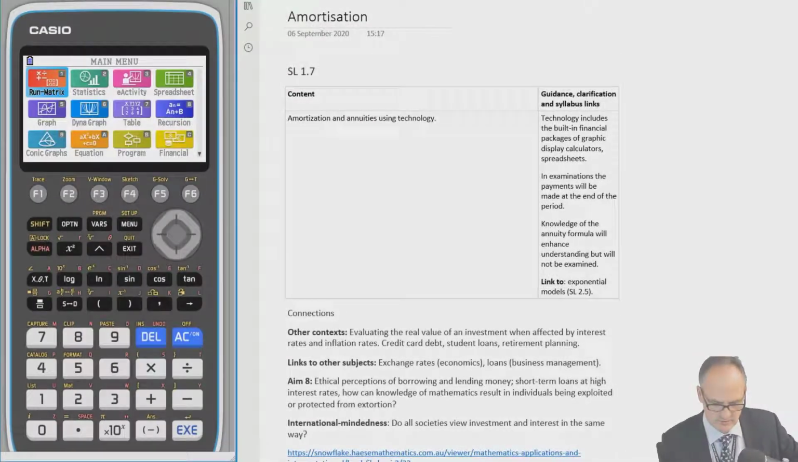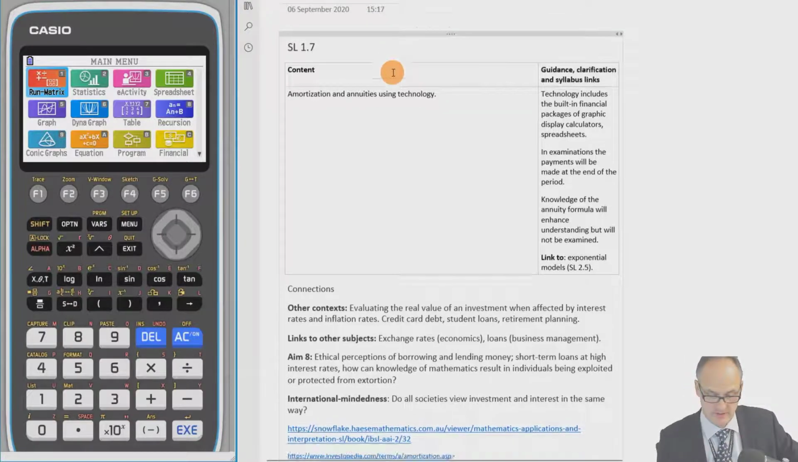Right, today we're going to look at the topic of amortization on this syllabus, and we're going to primarily be doing this using our calculators.